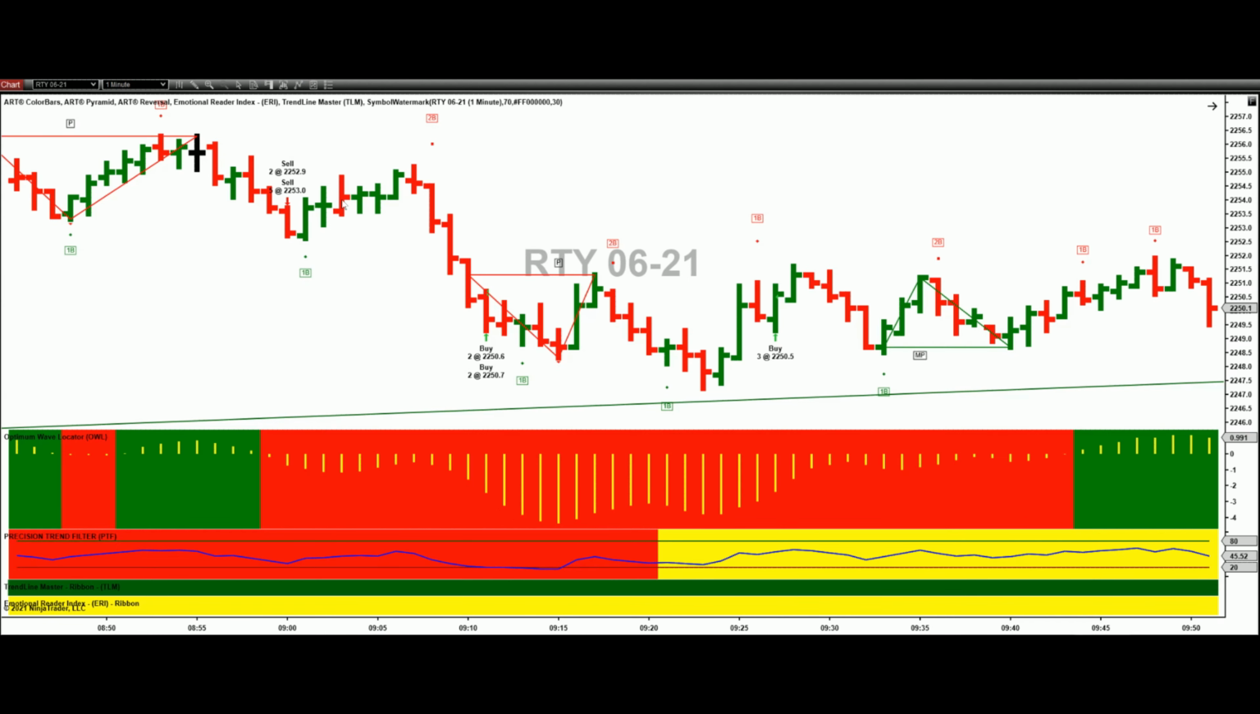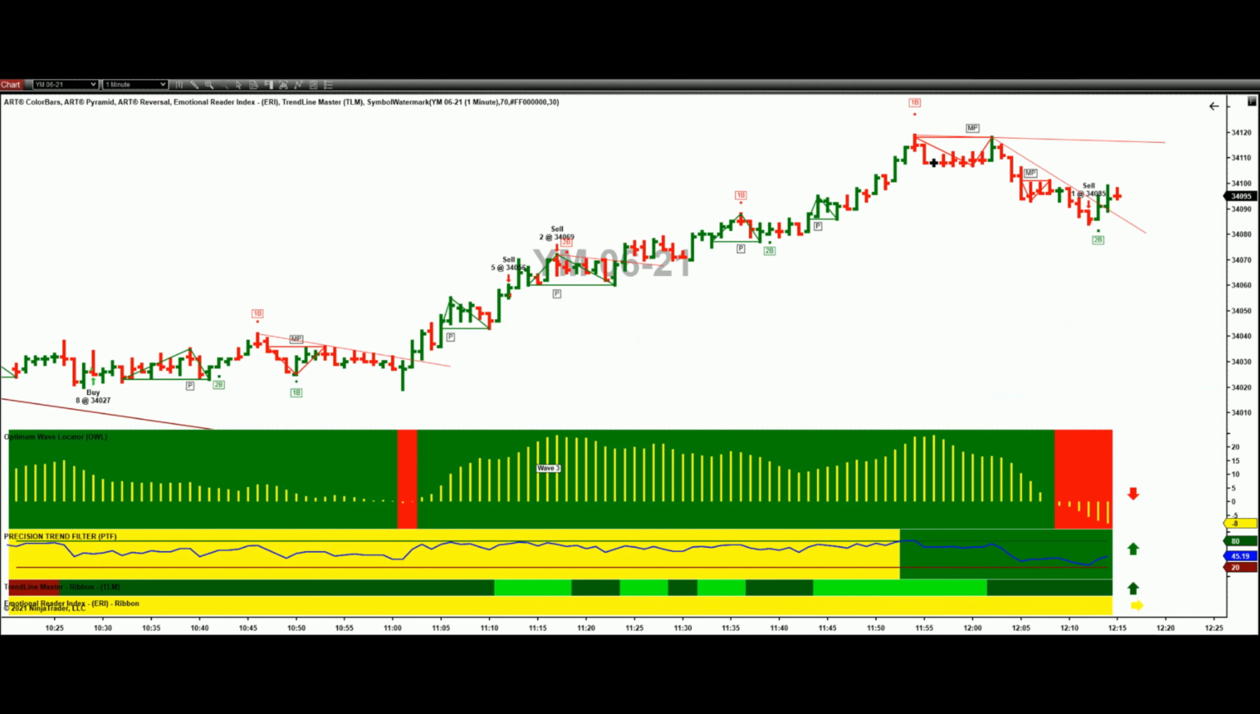This was a nice gain for us. And again, this was the June 21st contract, and we took a quick profit and got out on that pyramid there. And then the final trade for today is the Dow 30, the YM 0621 contract. We went long on this and eventually got out. And we were in this one for quite a while on this pyramid stop out here.